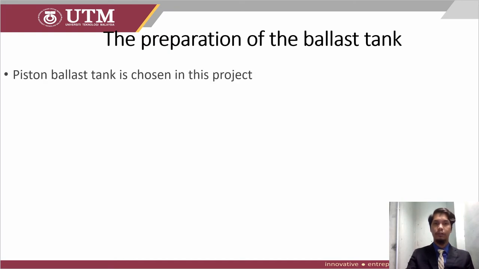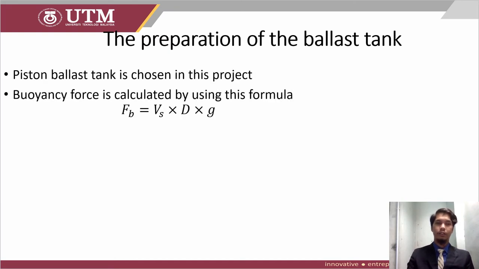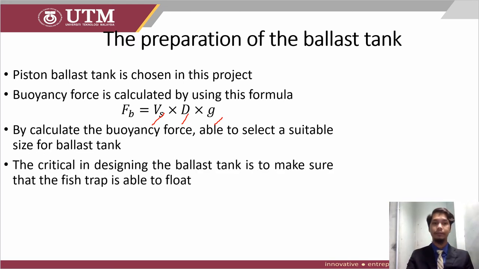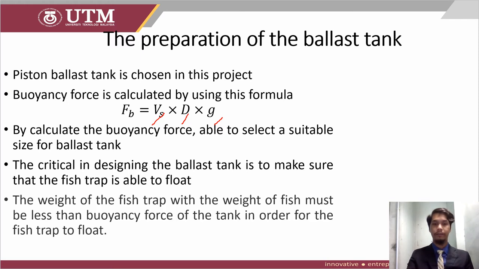We'll go to the preparation of the ballast tank. A piston ballast tank is used in this project. Buoyancy force is calculated using this formula: buoyancy force equals volume submerged times the density of water times the gravitational acceleration. By calculating the buoyancy force, we are able to select a suitable size for the ballast tank. The critical point in designing the ballast tank is to make sure that the fish tank is able to float. The weight of the fish tank with the weight of fish must be less than the buoyancy force of the ballast tank in order for the fish tank to float.